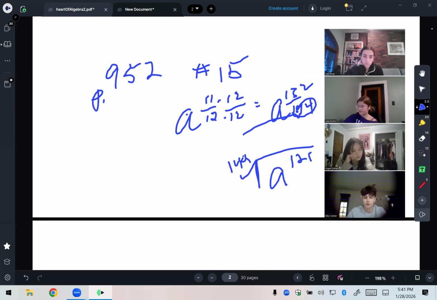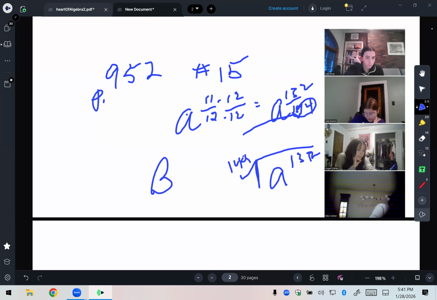So this will be down and out. So the 144 will go over here. This will be 132. Sorry about that. And so this is answer choice B. So take a moment to process that. They were nasty that they made you change the numbers.